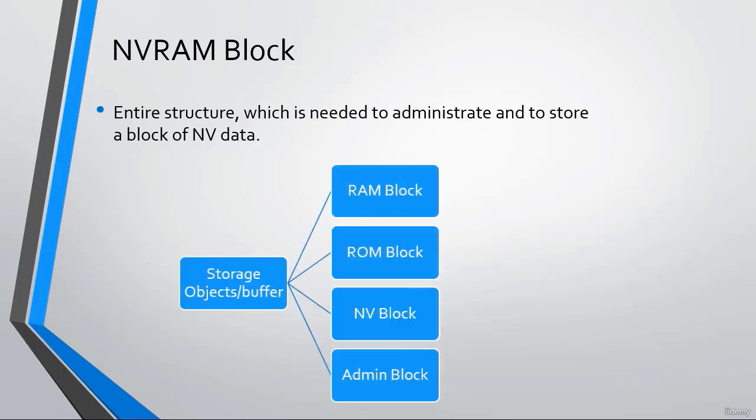In this diagram, you can see the 4 types of storage objects or buffers that are incorporated together and called an NVRAM block. The first one is the RAM block, the second is the ROM block, the third is the NV block, and finally we have the admin block. Let's discuss each one by one.